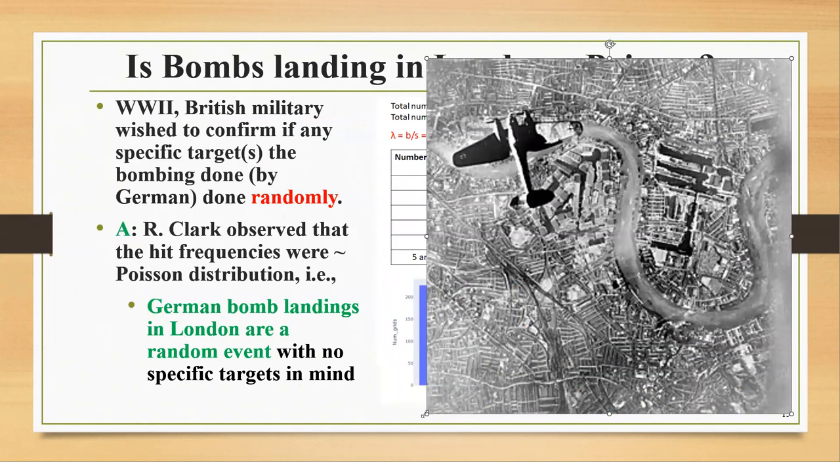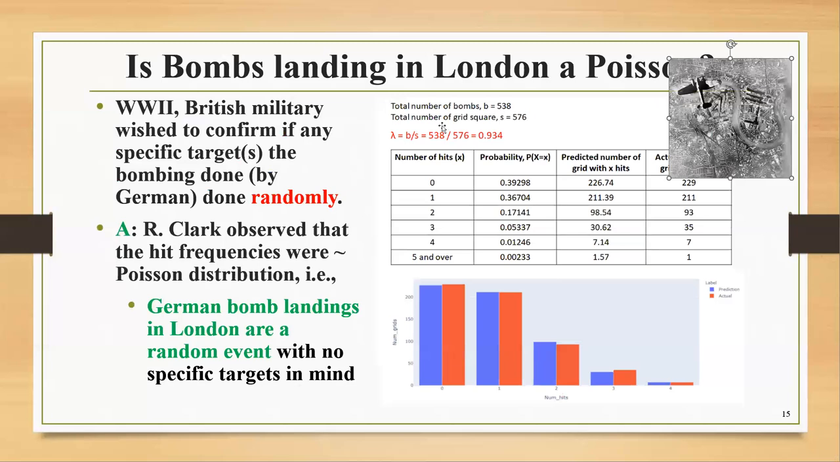So the question for the U.S. Army is: does the German bomb London intentionally, focusing on selected areas, or just randomly? Because if they do, then they will put resources to protect those areas more, right? But they don't know how to deal with this problem.